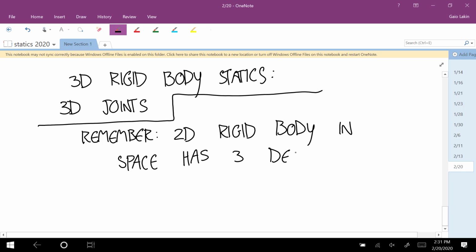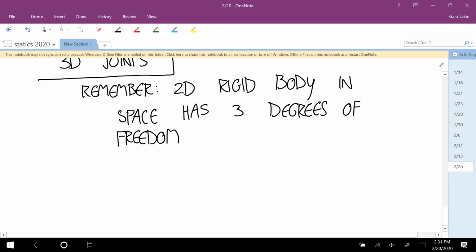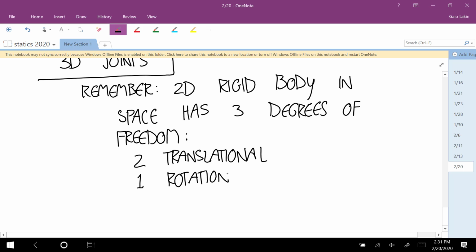3 degrees of freedom. Two translational and 1 rotational. And the number of variables that a joint introduced into Newton's laws all came from how many of these degrees of freedom it eliminates. Okay.